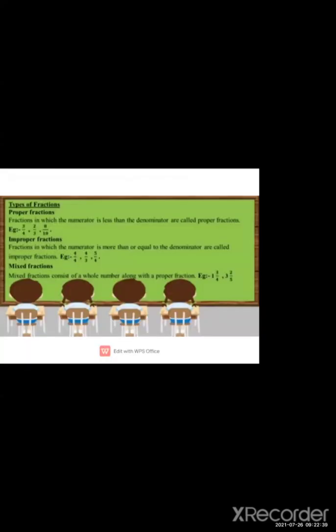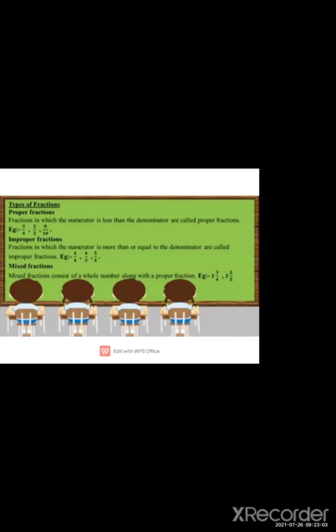Now, what is the next screen? There are types of fraction. What are the types of fraction? There are 3 types of fraction, that is proper fraction, improper fraction, and mixed fraction. Here we will see what is proper, what is improper, and what is mixed fraction.